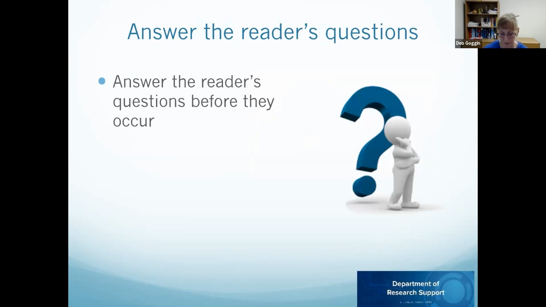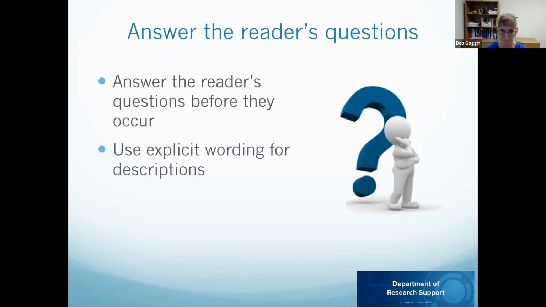A good example is in your methods section, when you're describing your participant population, readers are going to probably immediately think about, okay, how did you recruit your participants? What were your inclusion and exclusion criteria? How did they provide informed consent and things like that? And so to answer the reader's questions, you're going to want to provide all that relevant information right about when a reader would be like, hey, but wait, what about this? What about that? And make sure you're answering it.